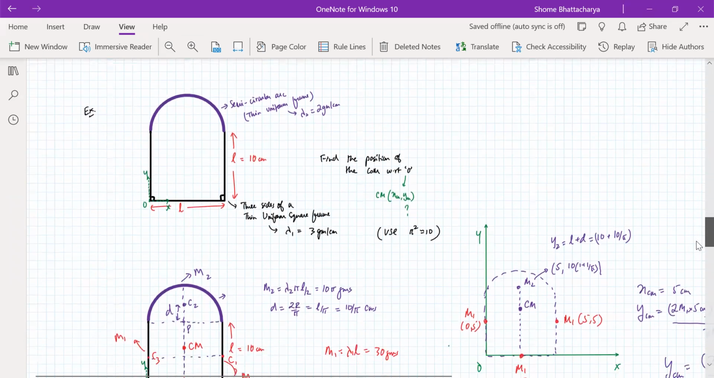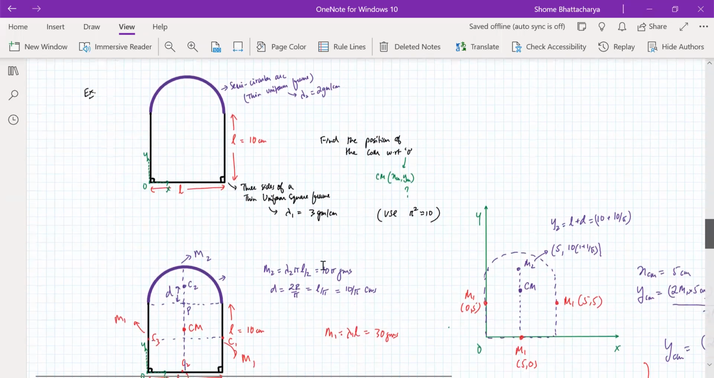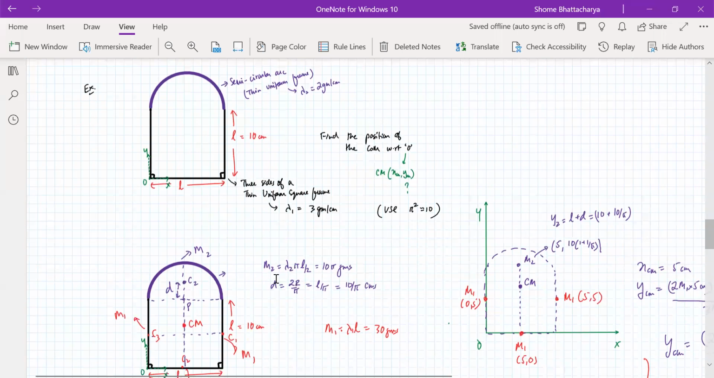So I'll take the semi-ring's mass as M2. In my calculation, I've taken the semi-ring's mass as M2. So its mass is how much? It's lambda into the total length of the semi-ring. Lambda is lambda 2, which you can see above is 2 gram per centimeter. And the length of the semi-ring is pi r. The radius of the semi-ring here is L by 2, which is 5 centimeters, because the diameter of the semi-ring is L, which is 10 centimeters. So that is how I've got this mass of the semi-ring as 10 pi.